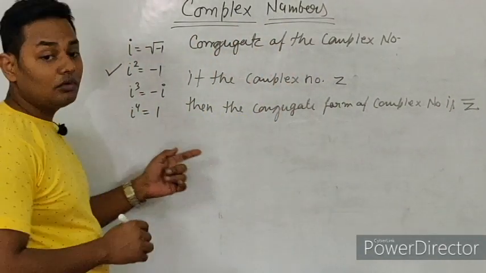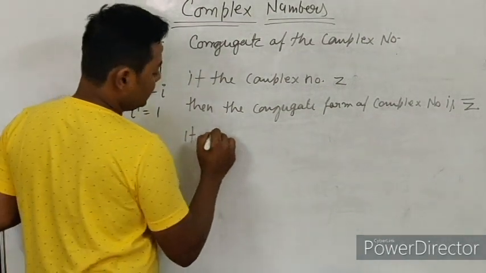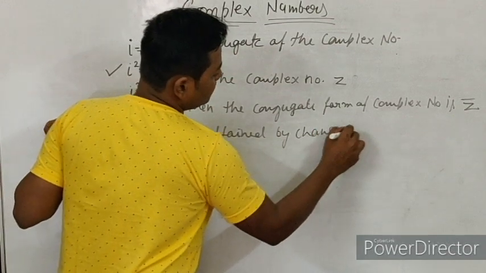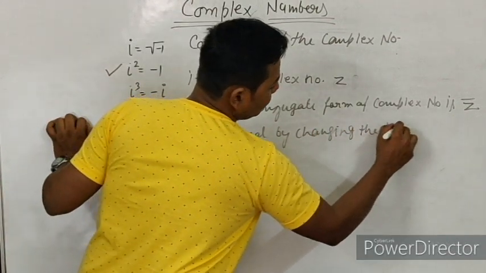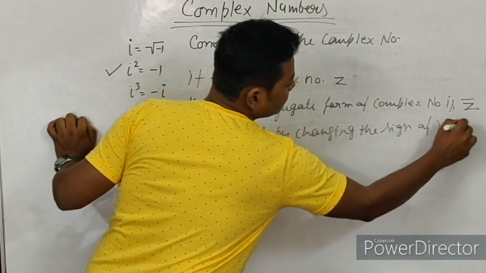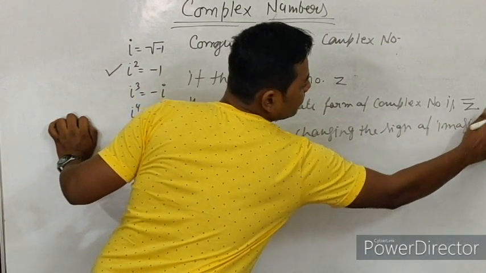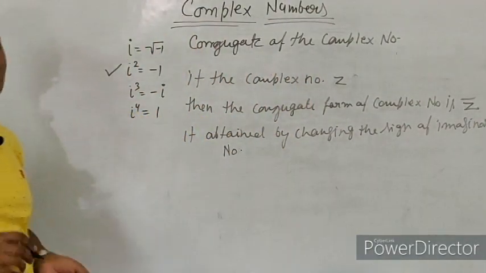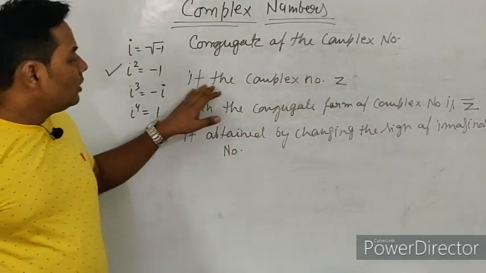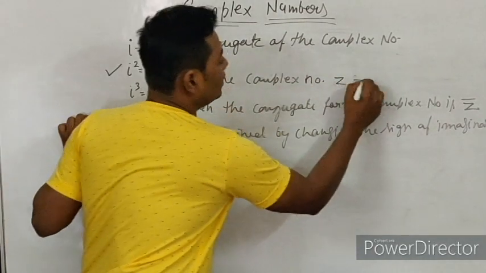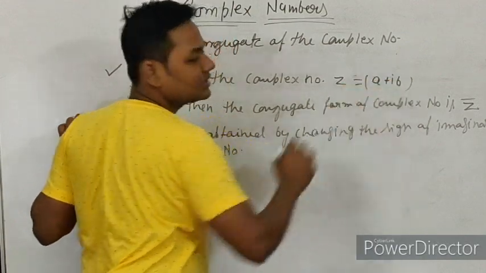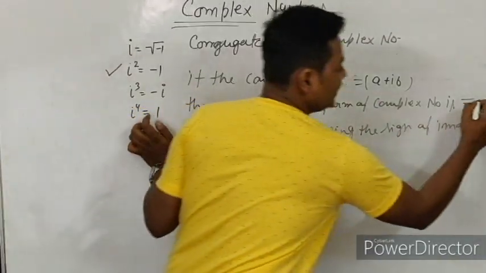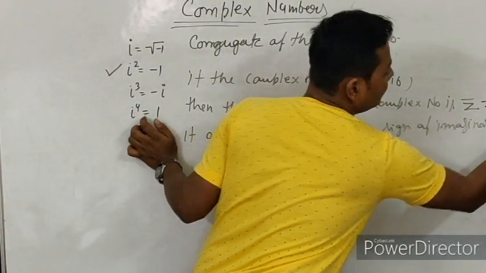So how will we obtain that? It is obtained by changing the sign of the imaginary part. So what is the definition? If the complex number is z, meaning z is equal to a plus ib, then the conjugate form of the complex number, z bar, means the bar of a plus ib.